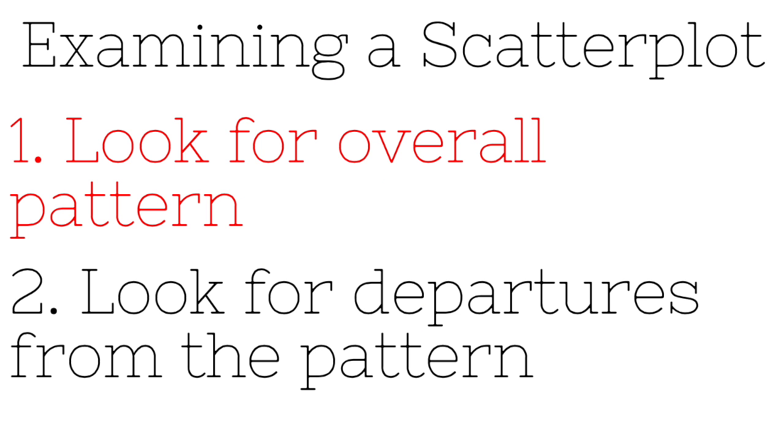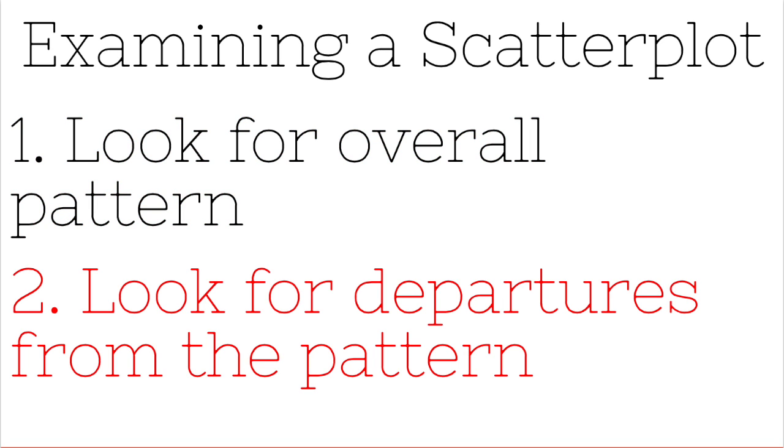When examining a scatterplot, the first thing you do is look for the overall pattern, which can be described by direction, form, and strength of the relationship. The second thing you do is look for departures from the pattern, such as an outlier, which is an individual value that falls outside the overall pattern of the relationship.